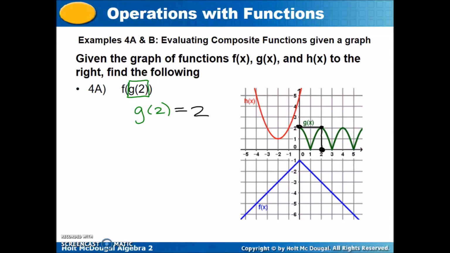Input is the x values. That's my x-axis, right? There's my output, right? Now I'm going to take the output that we just had, and we're going to look at the f of x graph. So this is going to be f, and we're going to put the 2 in there, right? When we look at f, we look at 2 here, we go down to the f of x graph, and you see it intersects right there, and there's our y value, -3. So that is our answer.